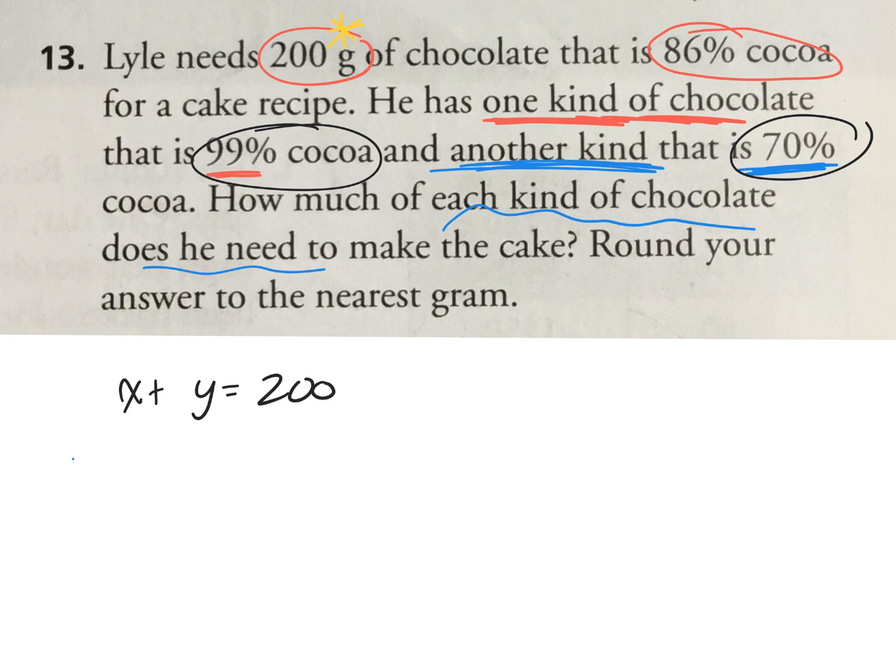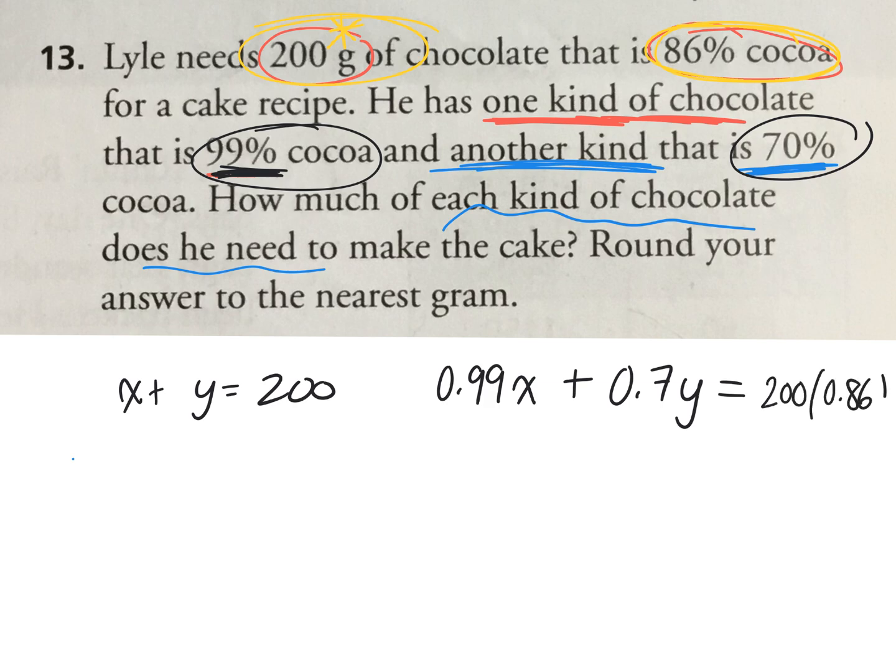What could be your second equation? He needs 99% of whatever the amount is. 0.99x plus 0.7y equals, go back to the original question, he needs 86% of the 200. So what would you do? 200 times 0.86, and you can actually simplify that. Simplify the second equation: 0.99x plus 0.7y is equal to 172.